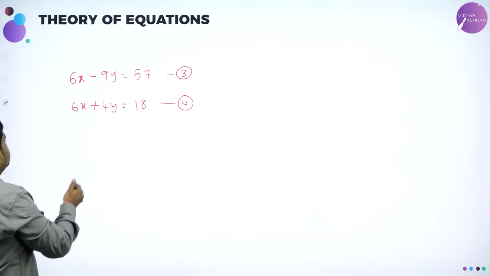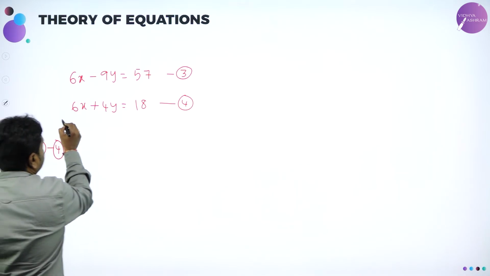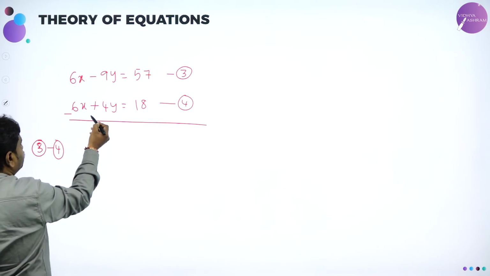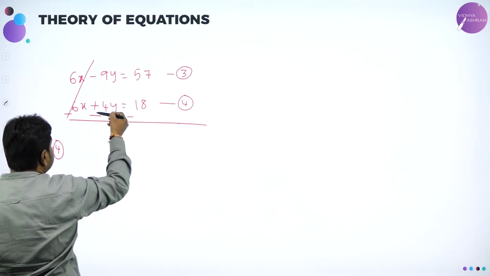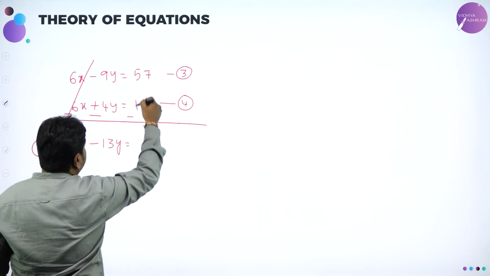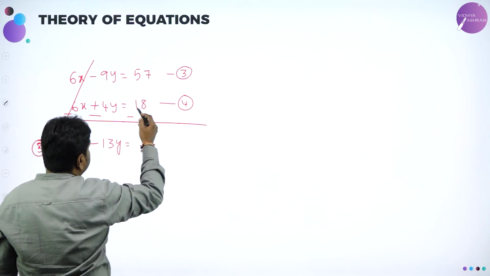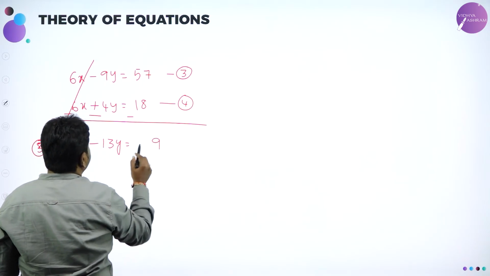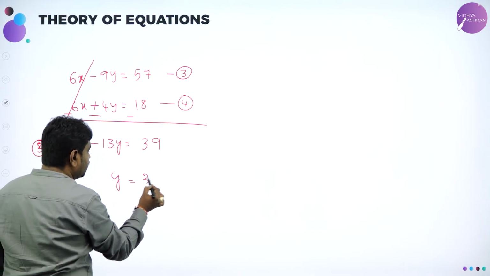So subtract them. Now perform 3 minus 4. When you subtract, I told you the sign changes. So plus becomes minus, plus becomes minus, plus becomes minus. 6x minus 6x cancels. Minus 9 minus 4 becomes minus 13y. And these two opposite terms, subtract them. Sorry, 57 minus 18 after you change the sign. That will be 39. So minus 13y is equal to 39.